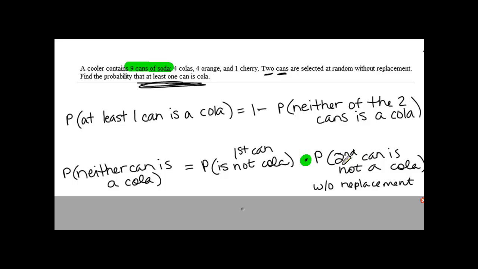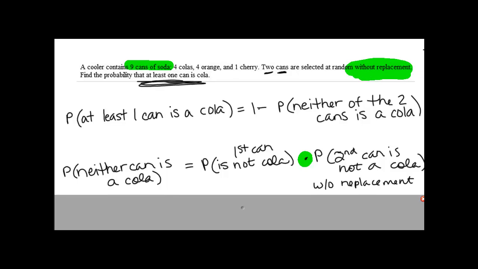So it is a compound probability, or a probability of compound events, in which we multiply the probability of those 2 events occurring. So the first one would be the probability that the first can is not a cola. And the second is that the second can we select would not be a cola. But we were given information that we want to consider this without replacement.